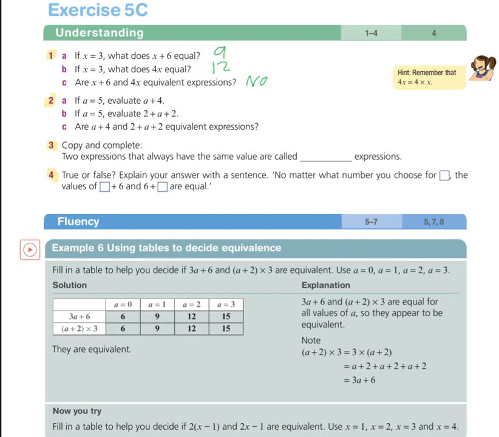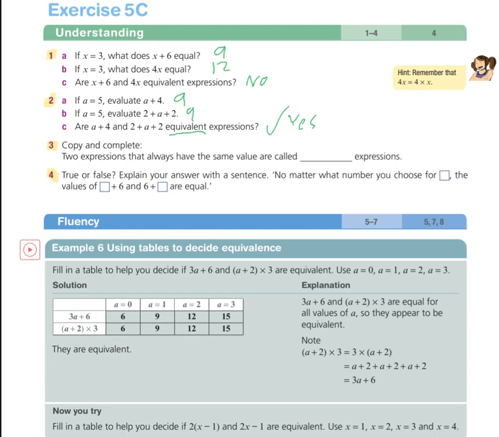If a equals 5, a plus 4 equals 9. A equals 5, 2 plus a plus 2, 2 plus 5 plus 2 is also 9. Are they equivalent expressions? Yes, they are the same. Copy and complete. Two expressions that always have the same value are called equivalent expressions. We see the word there, so I'm not going to write it again.